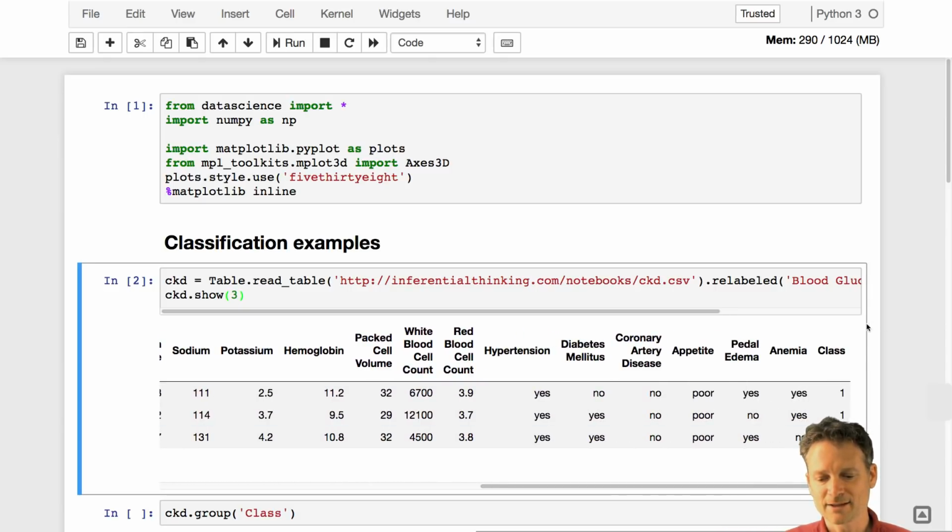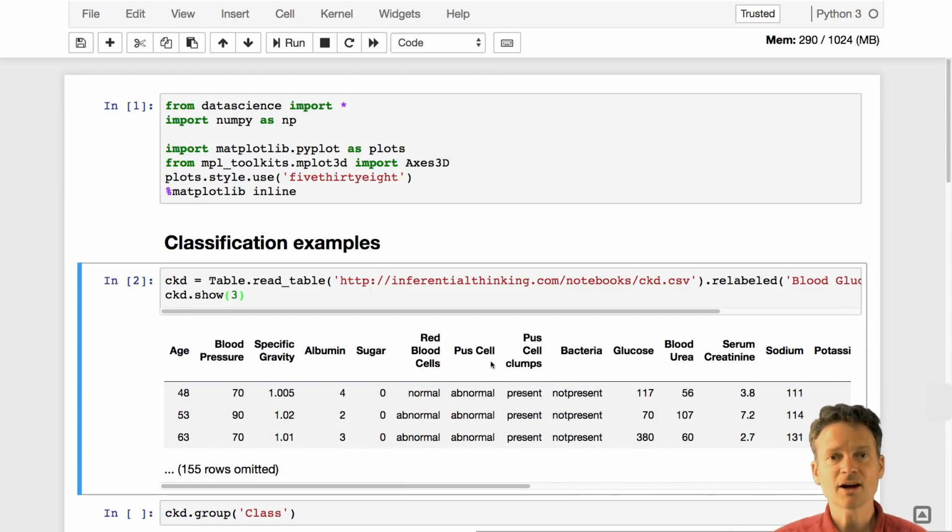And finally, in the last column, we can see here the class. The class is a word that indicates which type of patient this is. A class of 1 indicates a patient with chronic kidney disease, and a class of 0 indicates a patient who did not have chronic kidney disease.